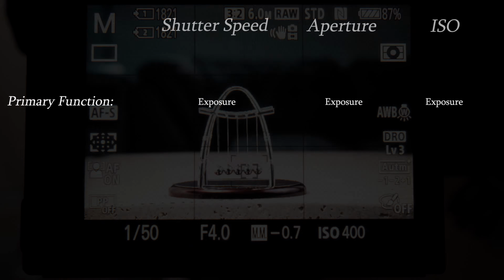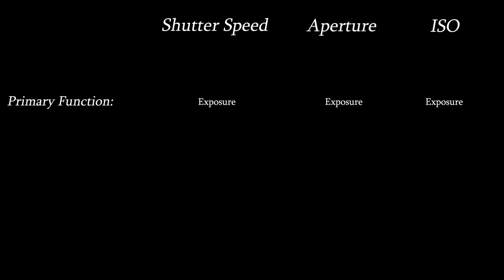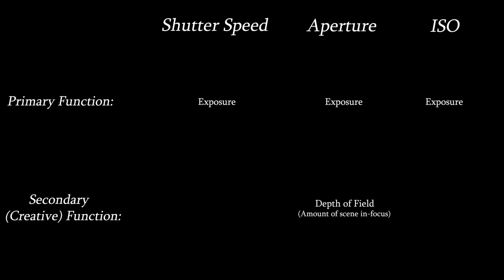So to go over that again: aperture, main function, exposure. Shutter speed main function is also exposure. The aperture's secondary function is depth of field. The shutter speed's secondary function is motion blur or motion freezing. A lot of this just comes down to practice and understanding these settings and allowing muscle memory to take over once you've internalized what these all do with each other.